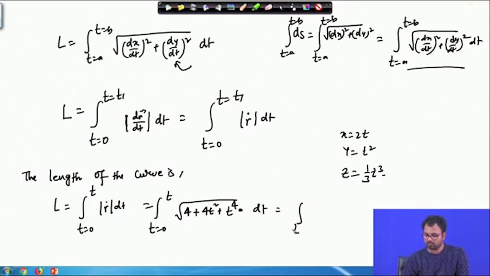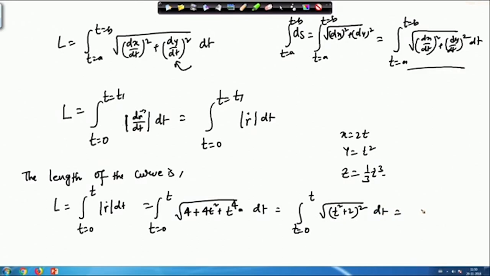This can be written as t square plus 2 whole square, right? First we take it out of the square root, so this is the integral of t square plus 2 dt, and if we integrate then this will be 2t plus 1 by 3 t cube. So this is the required answer. If we substitute t equals 1, this will be 2 plus 1 by 3, so 7 by 3 would be the required length, and of course you can add the unit.